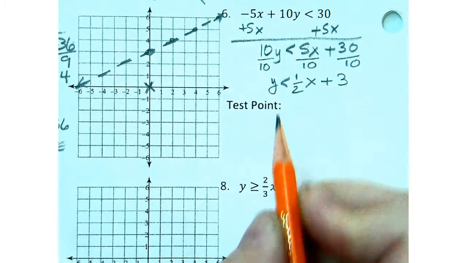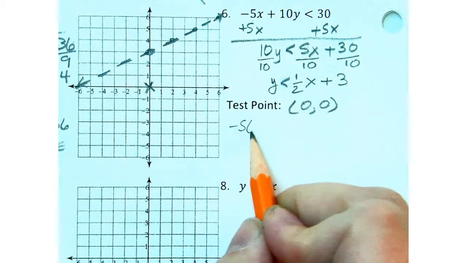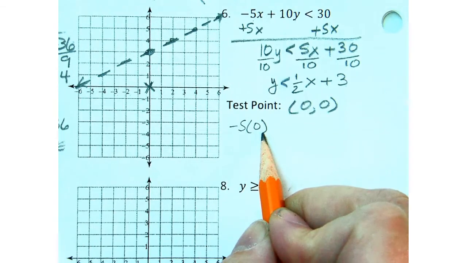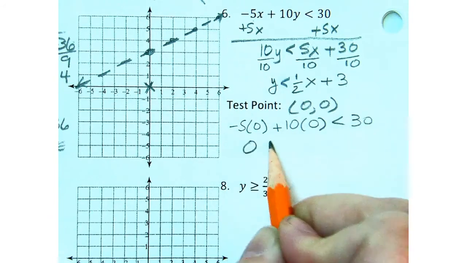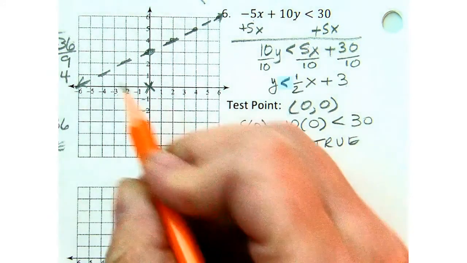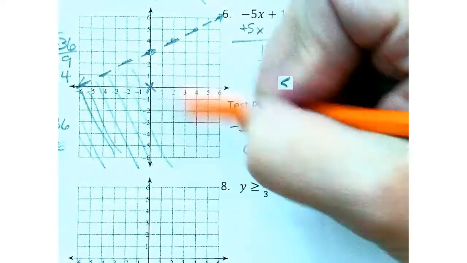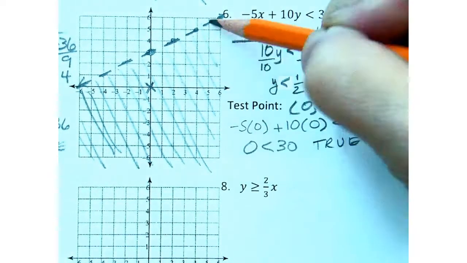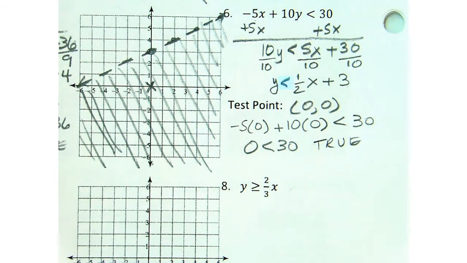Now we should test the point (0, 0). Plug in a 0 for x and a 0 for y to give us negative 5 times 0 plus 10 times 0 is less than 30. 0 is less than 30 is a true statement. So our inequality is true on the same side as (0, 0). Shade this side. All the points on the same side that we have shaded are part of the solution set. The dotted line is not part of the solution set.